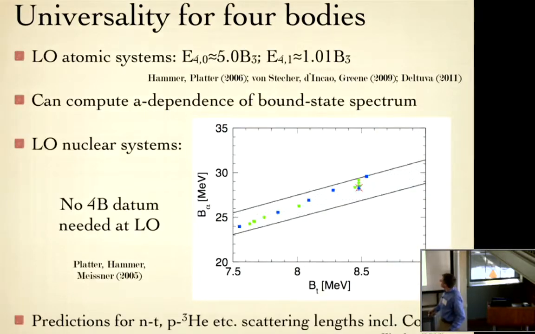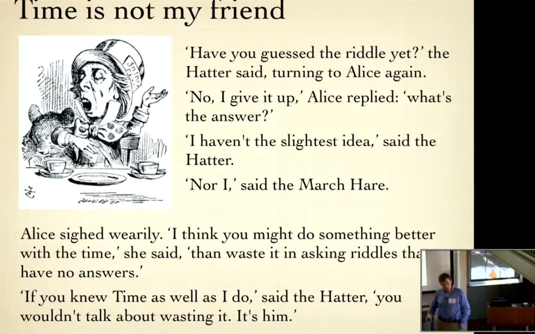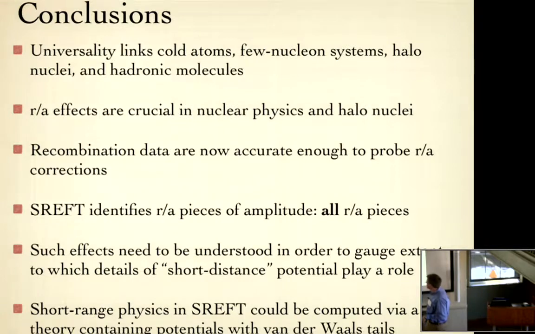So I'll skip this because, to quote Lewis Carroll again, time is not my friend. In this little quote here, which you can read for yourself, Alice accuses the Mad Hatter of wasting her time by asking riddles that don't have an answer. And it turns out it's really true that Lewis Carroll had no answer in mind when he wrote down this riddle. But the Mad Hatter responded that time is his friend, but time is not my friend because we're done.